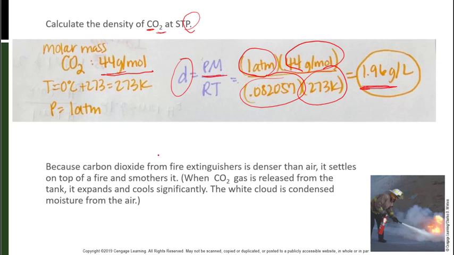Now here's a little fun fact. Because carbon dioxide from fire extinguishers is denser than air, it settles on top of a fire and smothers it. When carbon dioxide gas is released from the tank, it expands and cools significantly, and that white cloud is condensed moisture from the air.